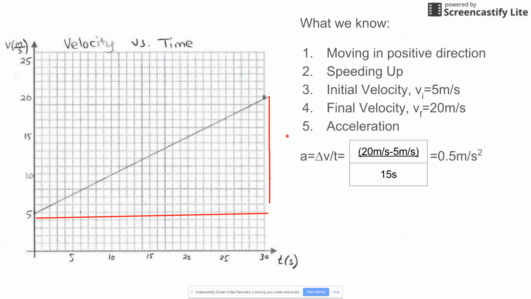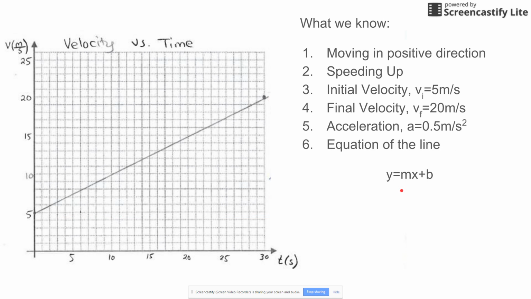To find the acceleration of this object, we know that the acceleration, or the rate at which velocity changes, is just the slope of the velocity time graph. So I can take my rise, that's my change in velocity, or 20 minus 5. And my run is the time, which should say 30 seconds here. It does not. It says 15. That's an error. It should say 30 seconds here, which will get you 0.5 meters per second squared. Oh well.